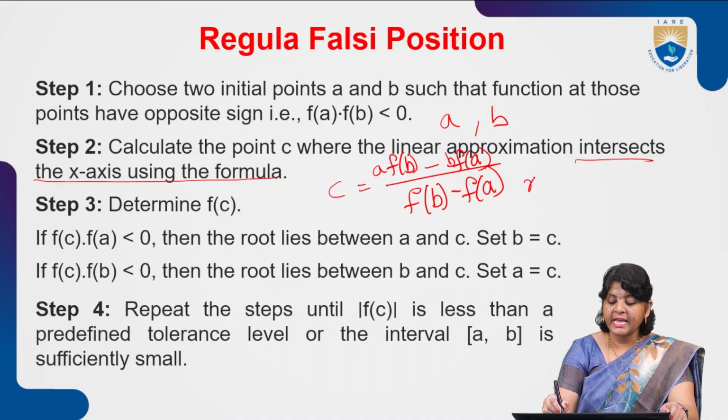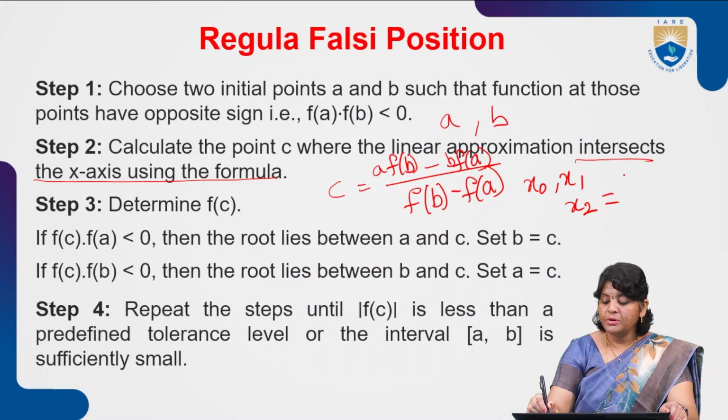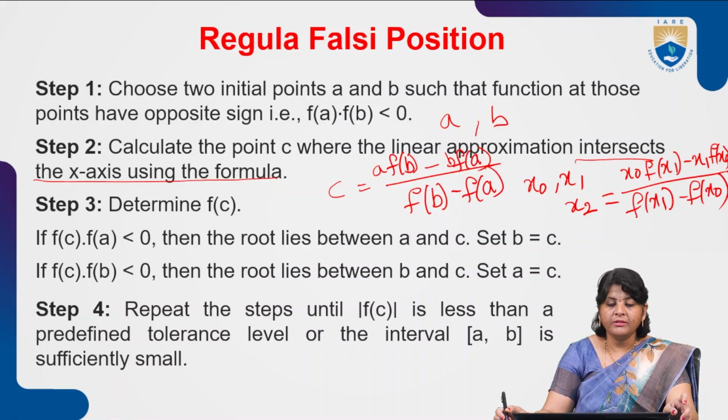You can consider x0 and x1, and replace C with x2, and here the formula is x2 is equal to x0 f of x1 minus x1 into f of x0 divided by f of x1 minus f of x0. If you consider a, b values, then C is equal to a into f of b minus b into f of a by f of b minus f of a. If you take x0 and x1, then x2 terms, x1 terms and x0 terms will be applied.